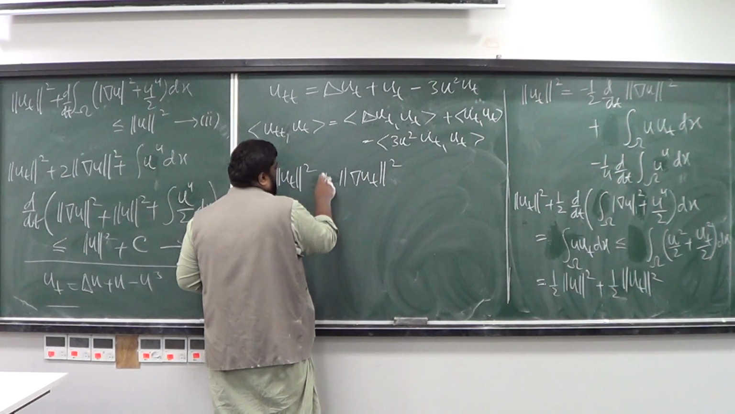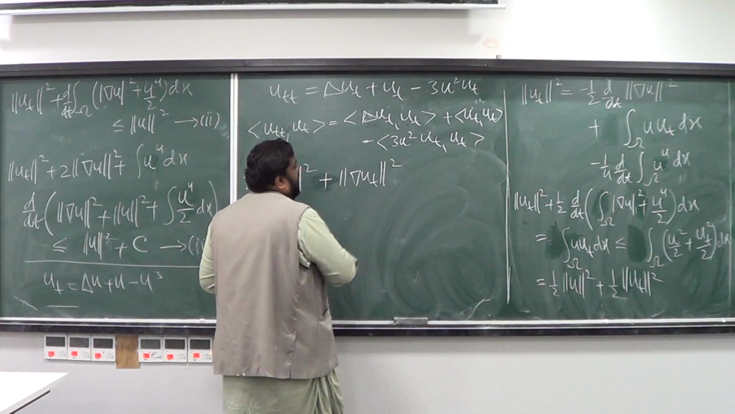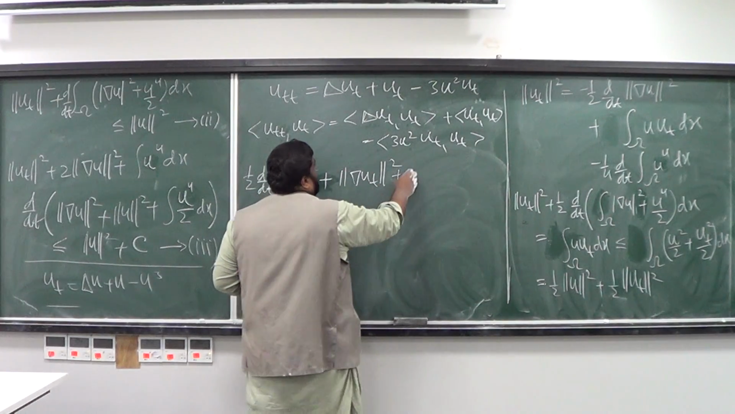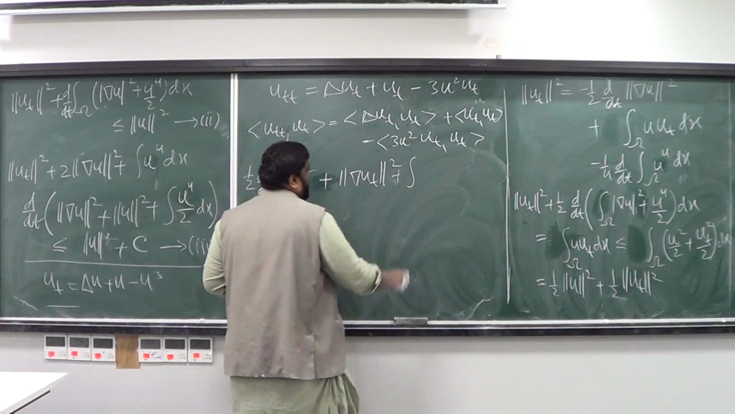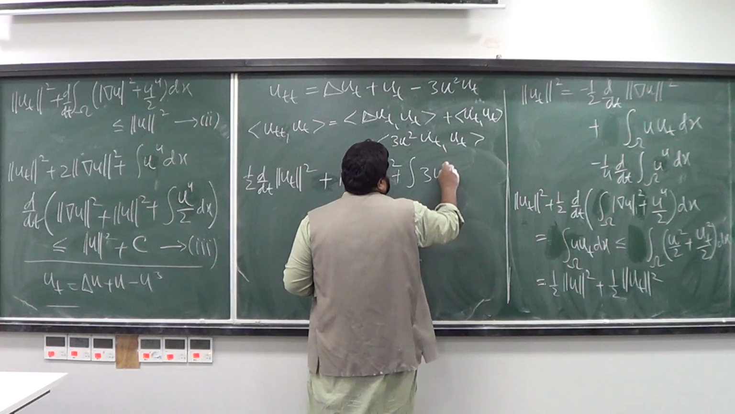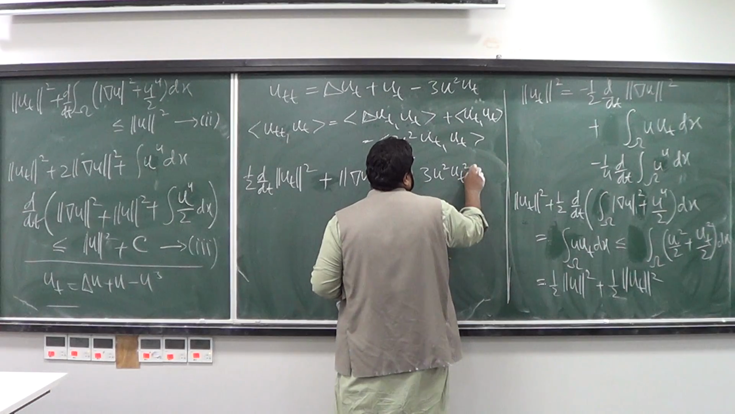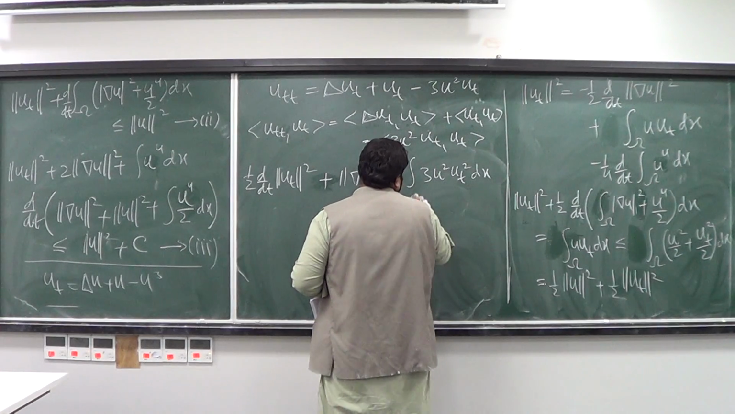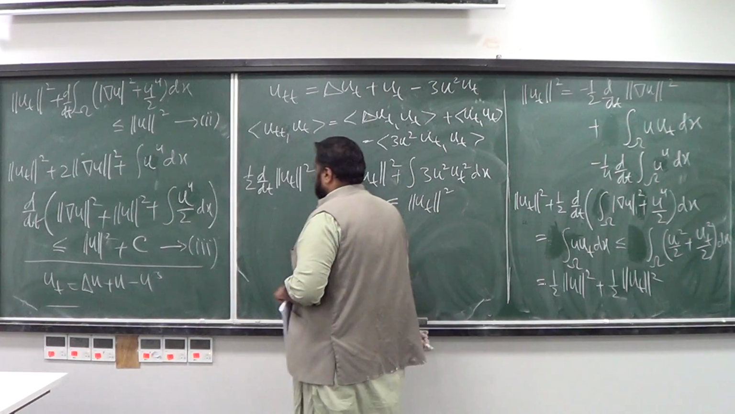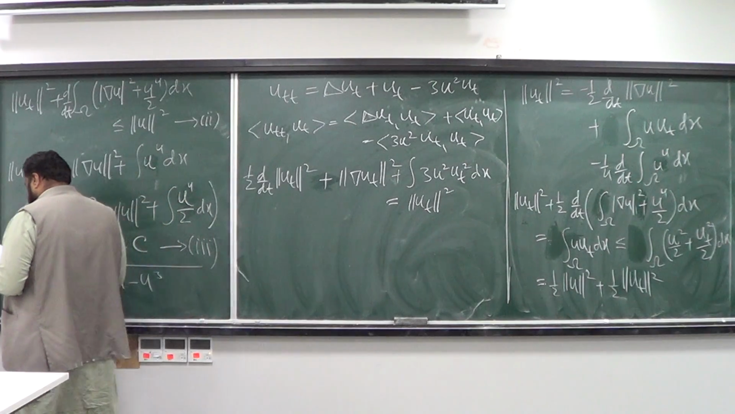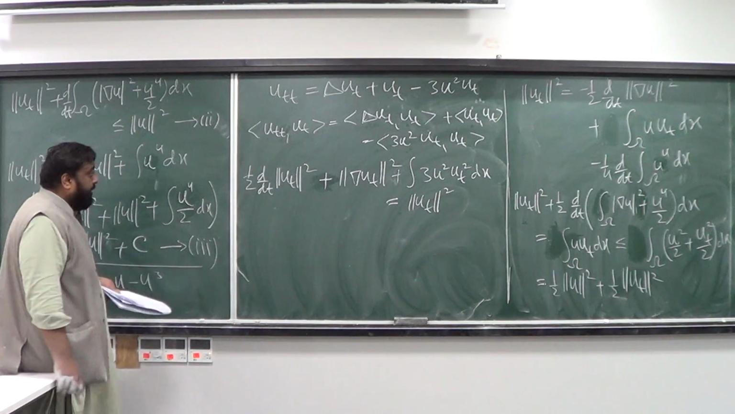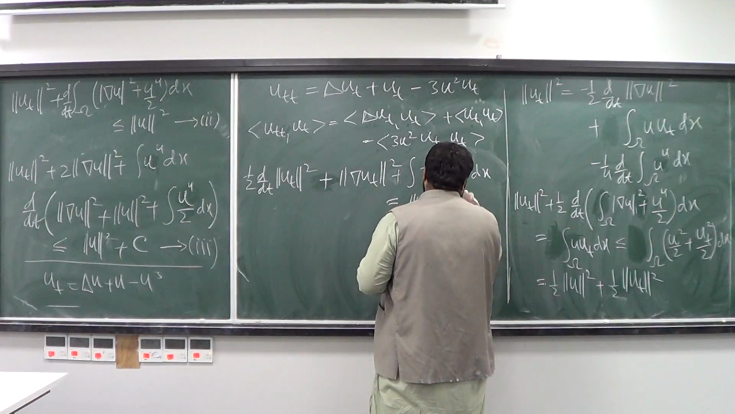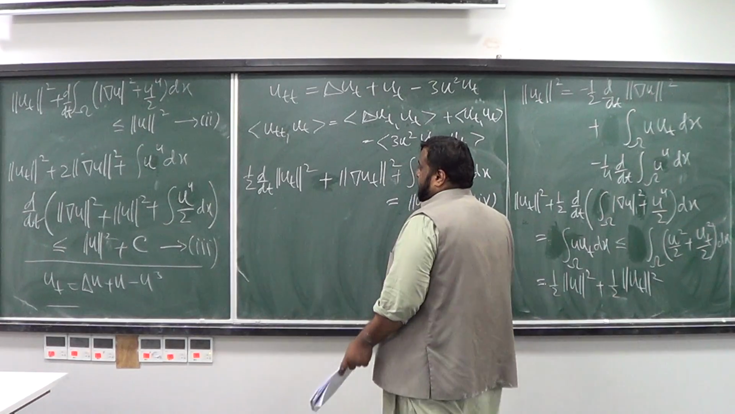So let's put it on this side. So this will be a positive term. And this term, which is a negative term, let's take on this side, is going to become 3. So if you write it explicitly, 3u square ut square dx. Okay? And all this is equal to this term, which is the norm of ut square. Okay? So let's call this equation number 4.